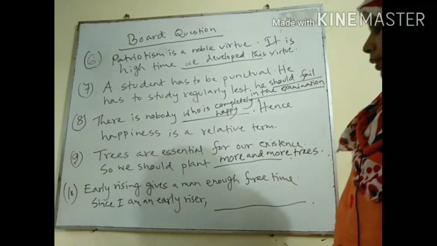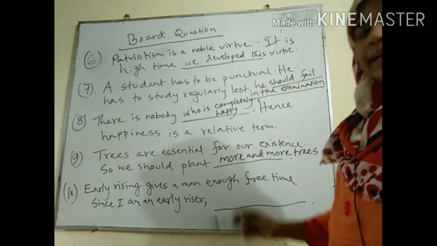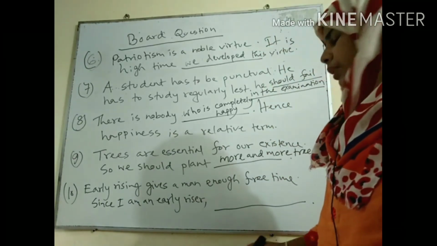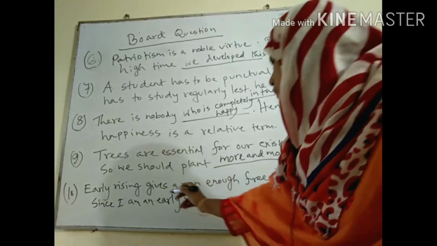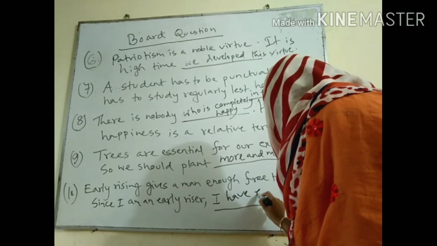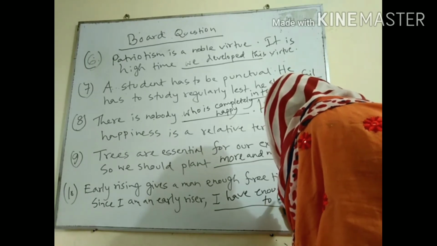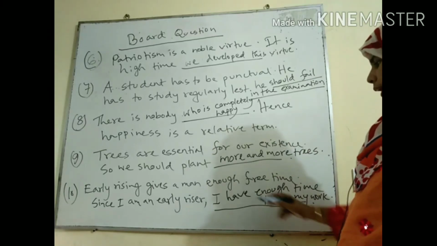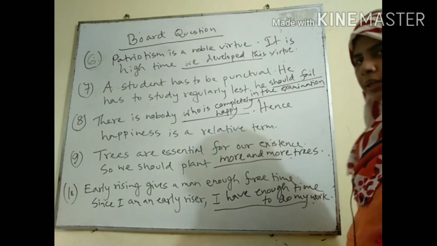Then number 10, early rising gives a man enough free time. Early rising gives a man enough free time. If someone gets up early, he has enough time. So since I am an early riser, I have enough time to do my work. Since I am an early riser, I have enough time to do my work.